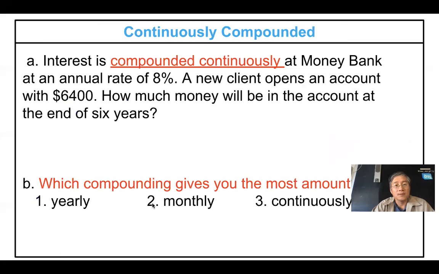All right. So let's see with the example. So interest was compounded continuously. Annual rate is 8%. And opening account with $6,400. After 6 years, how much money will be? So which compounding gives you the most? So let's do it yearly, monthly, and continuously. So yearly, once a year, but monthly, 12 times a year, continuously, infinitely many times compounding, right? We know the answer. Which one is the most? Number 3, continuously. But how much? Let's figure out.